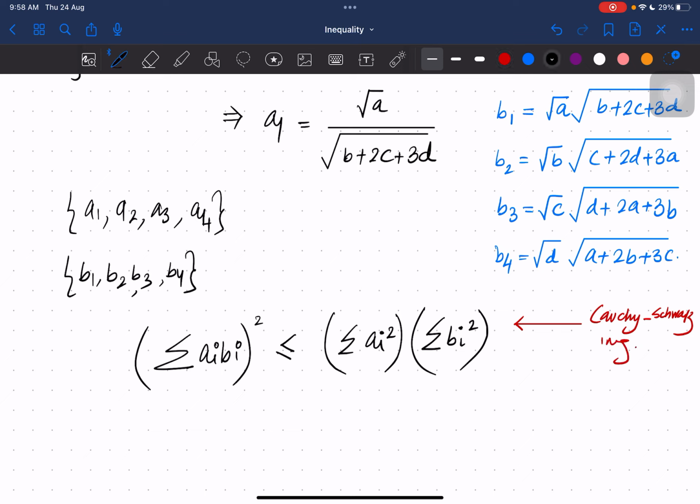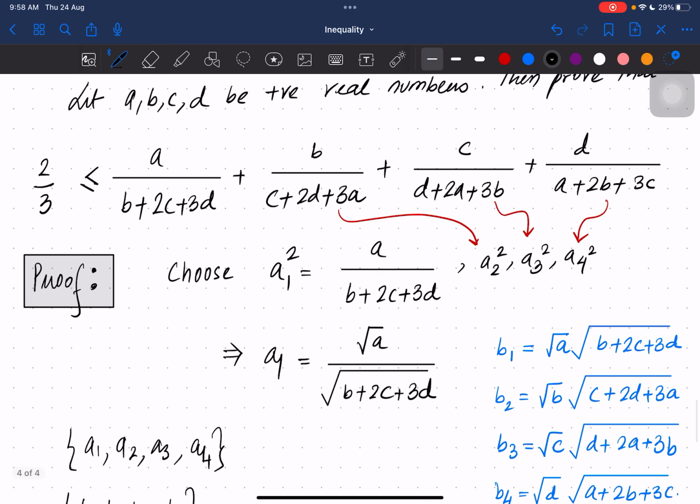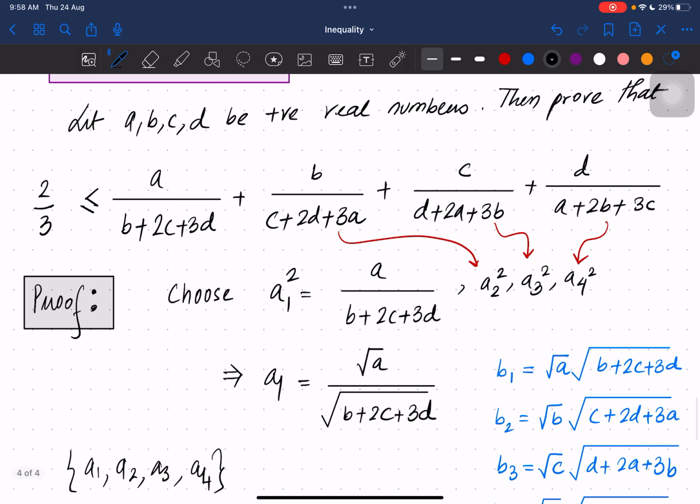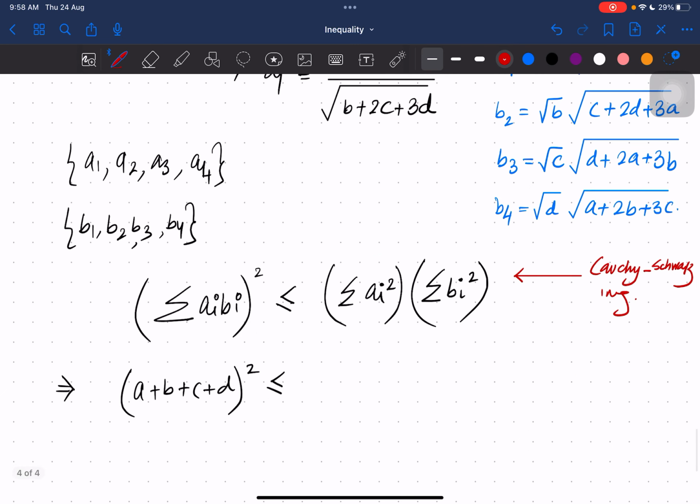This is the Cauchy Schwarz inequality. Now let us substitute. So this is nothing but (a plus b plus c plus d) whole square, and this is summation of ai square, which is nothing but this term. So maybe we can denote something. We can say that this is equal to some s.